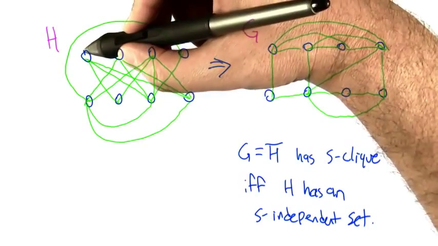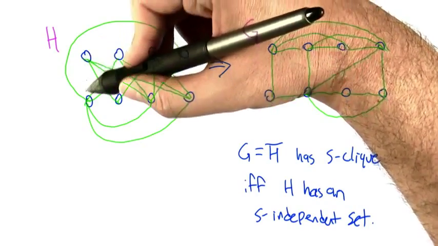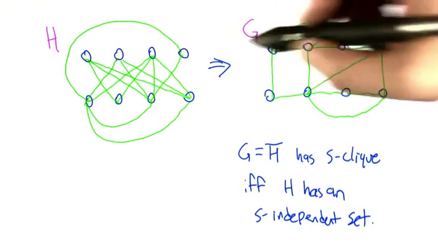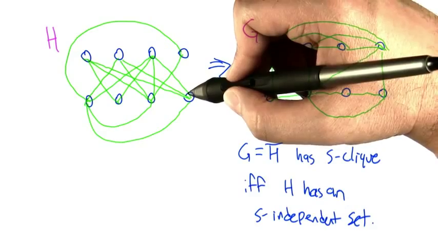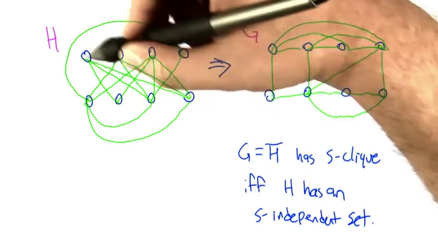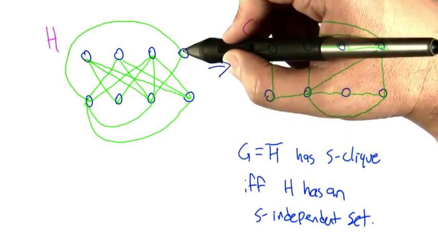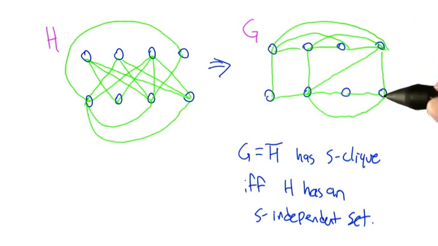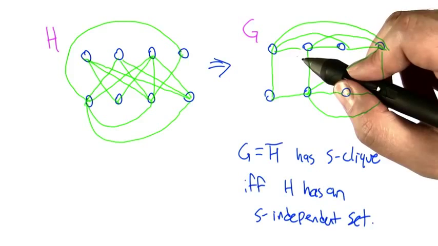So for example, this node is not connected to this one or this one. So in the complement graph, we connect it to that one and that one. This node is connected to 3 on the top and 1 on the bottom. So we connect it to this one on the top and these 2 on the bottom. This one on the top and these 2 on the bottom. Right. So we've carefully constructed this complement graph G.